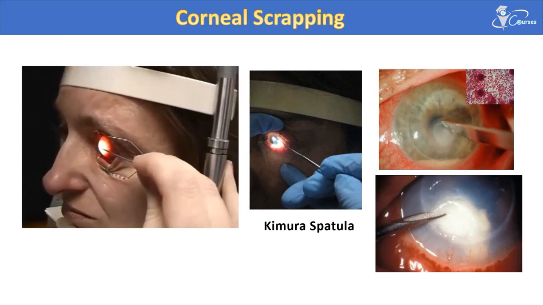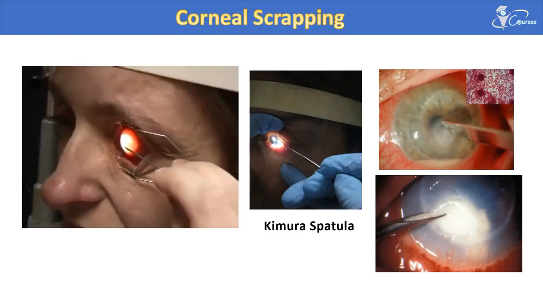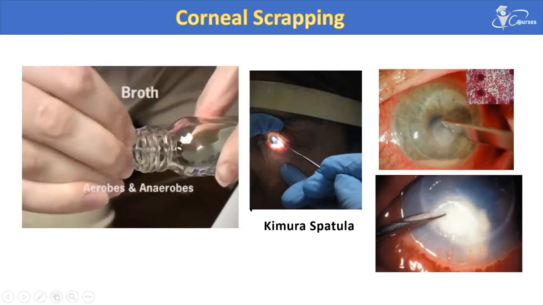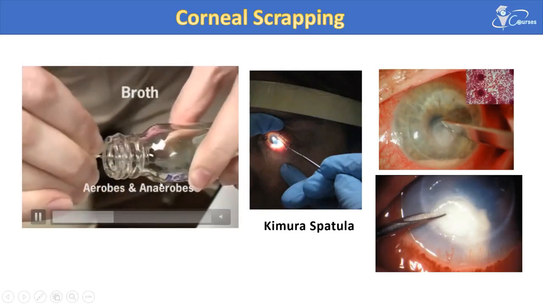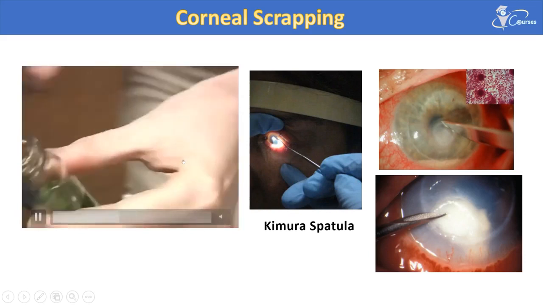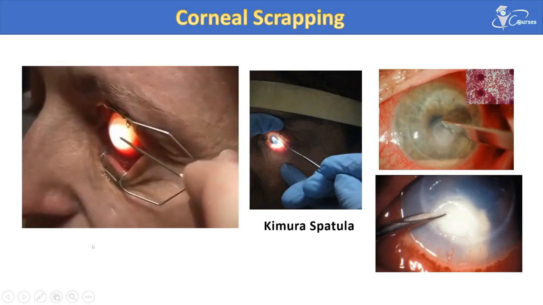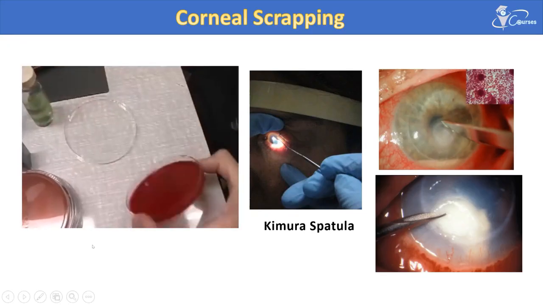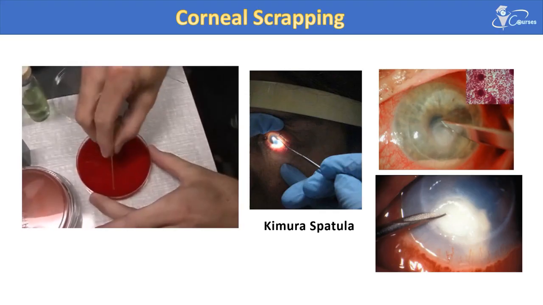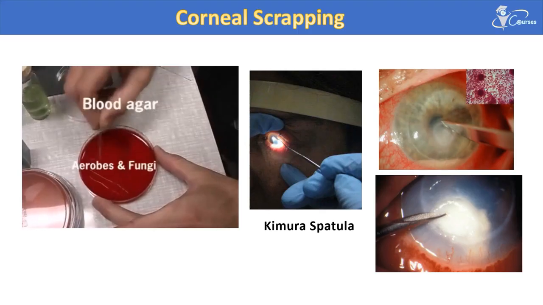So which part of the ulcer do we take the specimen from? It will be the edge and the base. We take the specimen from the edge and base, and the microbiologist will put them in the broth solution to allow the growth of the organism. And now we put them onto different plates, like chocolate agar, like blood agar, in order to facilitate the growth of the organism.